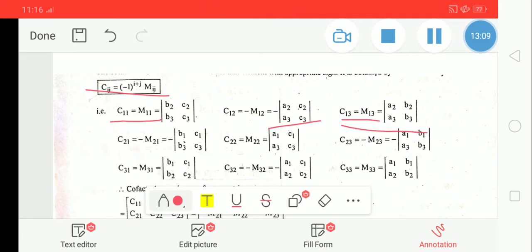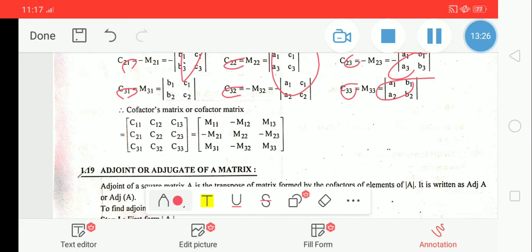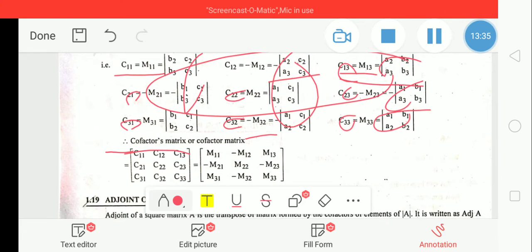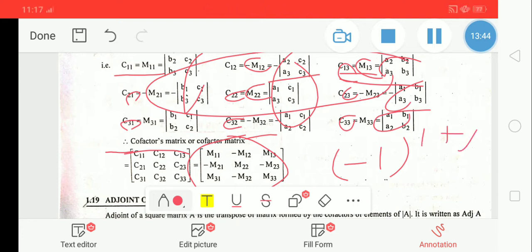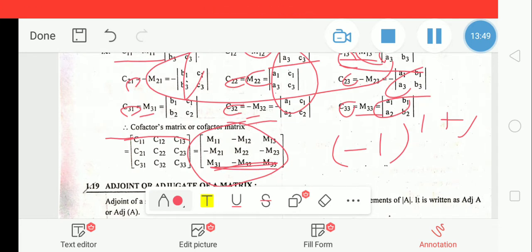Same way we erase first row third column, second row first column, second row second column, second row third column, third row first column, third row second column, and third row third column, so we get all of these values. The cofactor matrix is C11 and so on, with the values of M11 and so on, where we take minus 1 raised to i plus j, which gives the minus and plus signs. So this is the cofactor matrix.